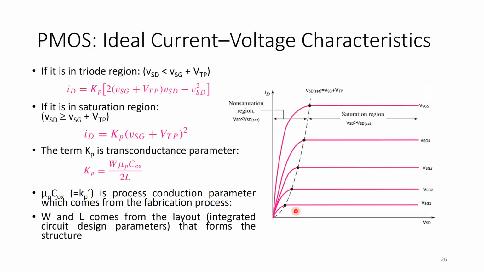What about if it's PMOS? If it's PMOS, it's the same concept except that all the VGS has changed to VSG and all the VDS, drain-source voltage, has changed to VSD, which is source-drain voltage. For the value of VTP, because we have not stated it as a modulus value, it's negative, so it becomes a positive value here. And the term Kp becomes the transconductance parameter. Kp is mu p Cox, which is the mobility of holes times Cox. Again, that's the process conduction parameter, and W and L come from the layout that forms the structure.